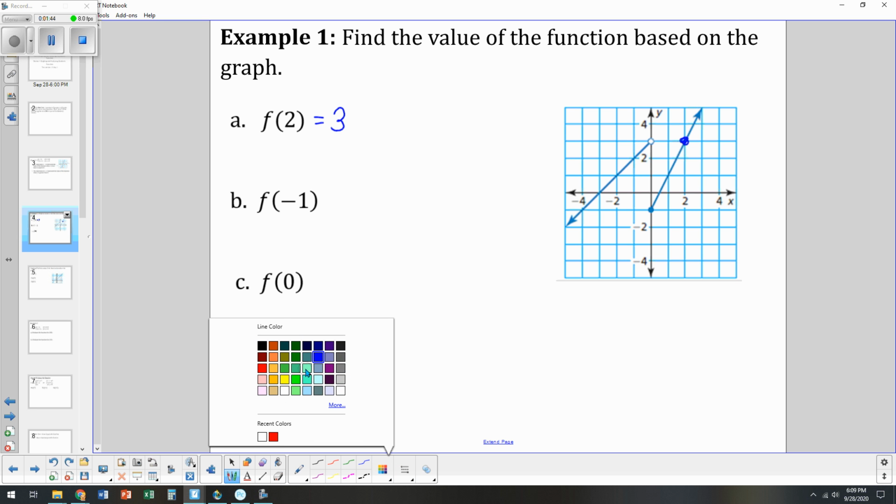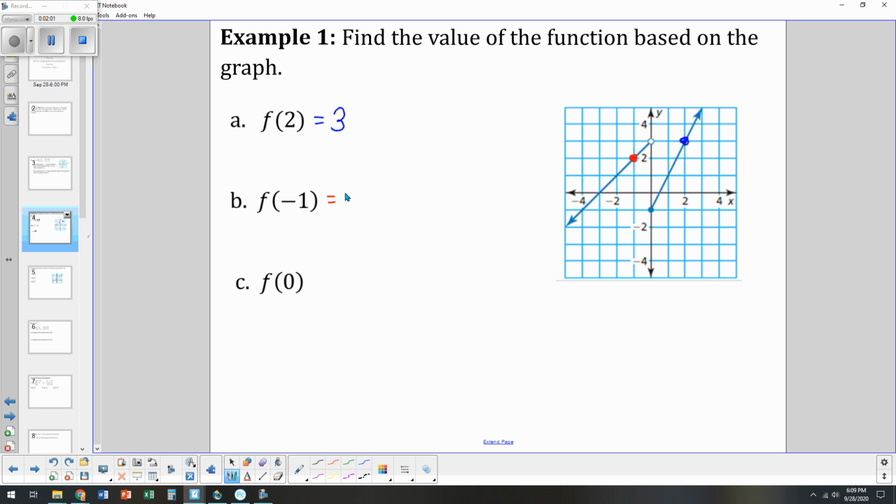Now I'll look at f of negative 1. So I go over to negative 1, find my graph, and I want the y value when x is negative 1, and that is positive 2.